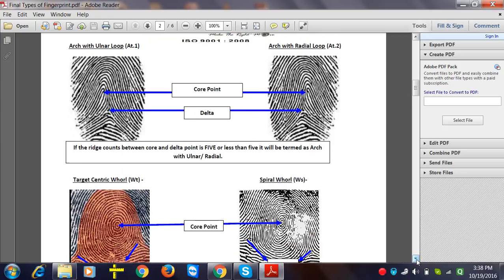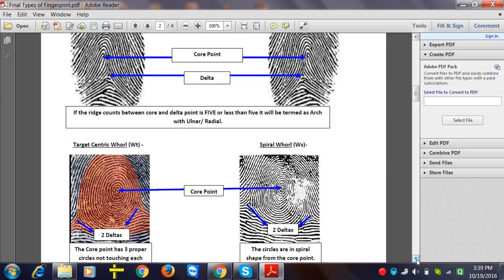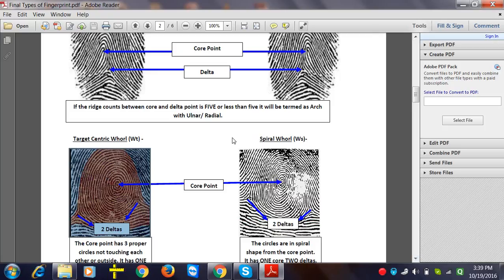And then we have whorl patterns. So first is target centric whorl and spiral whorl. In target centric whorl, there is one core and two deltas. Same with the spiral whorl, one core and two deltas.